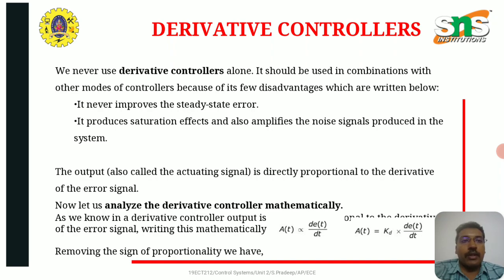The output is directly proportional to the derivative of the error signal. The derivative controller is mathematically written as A of t equal to Kd into de of t divided by dt.